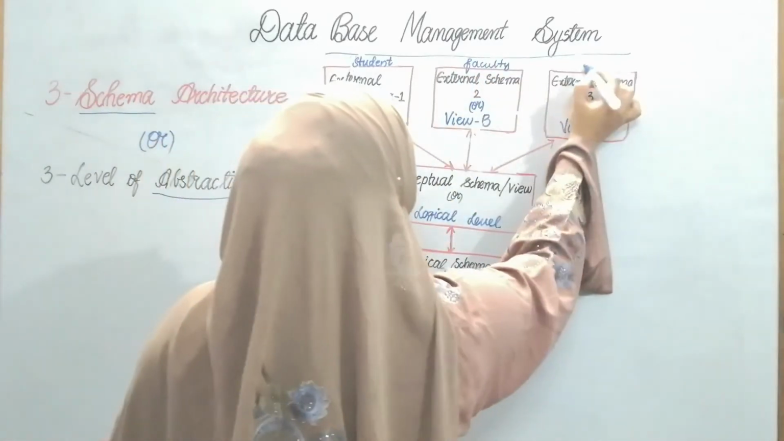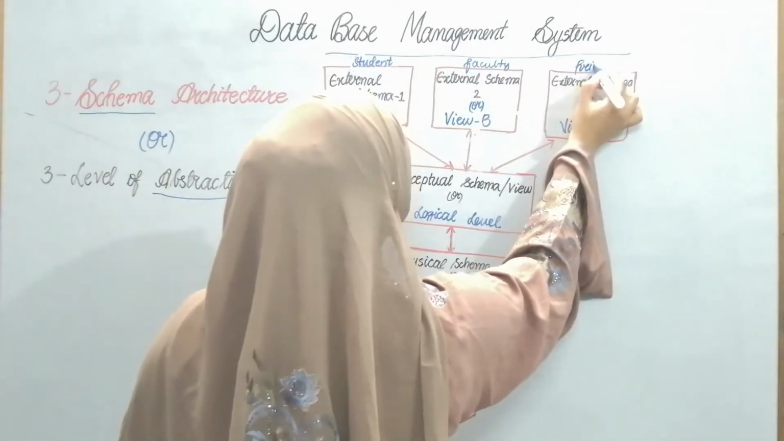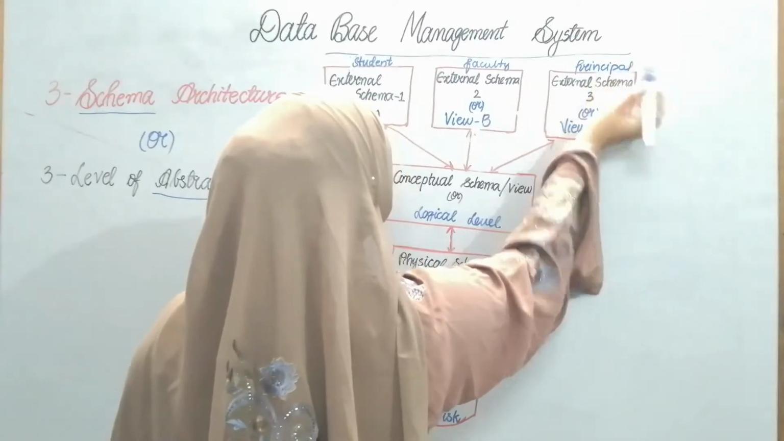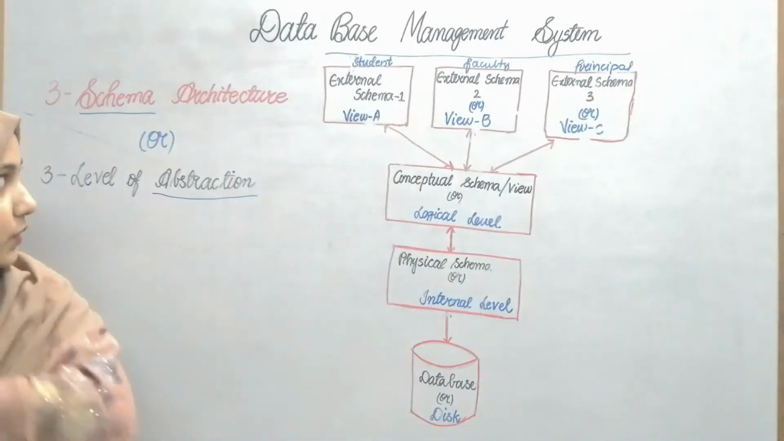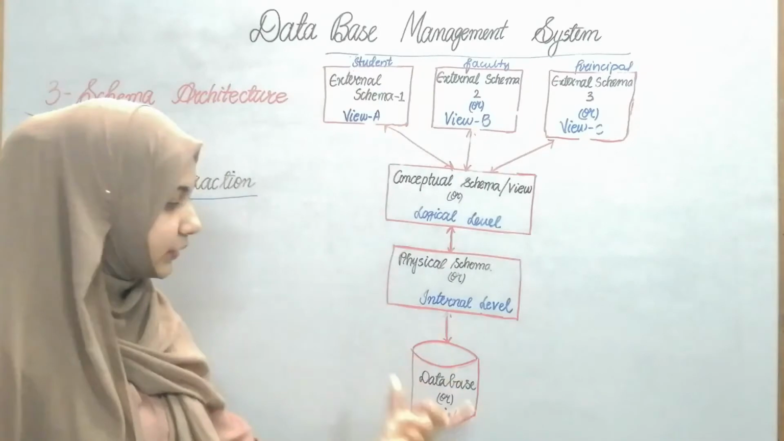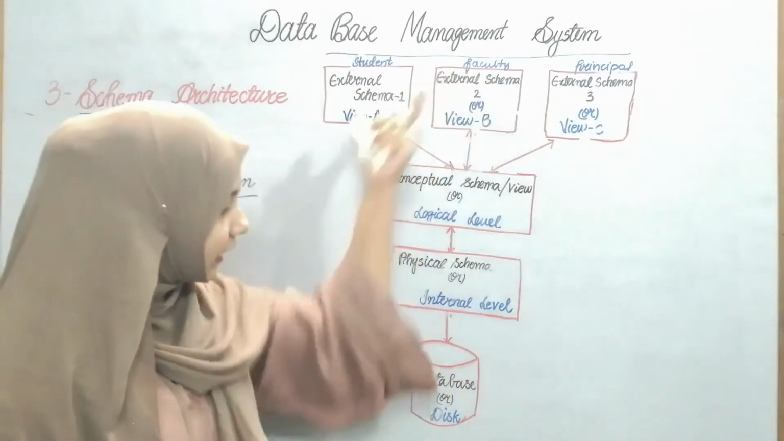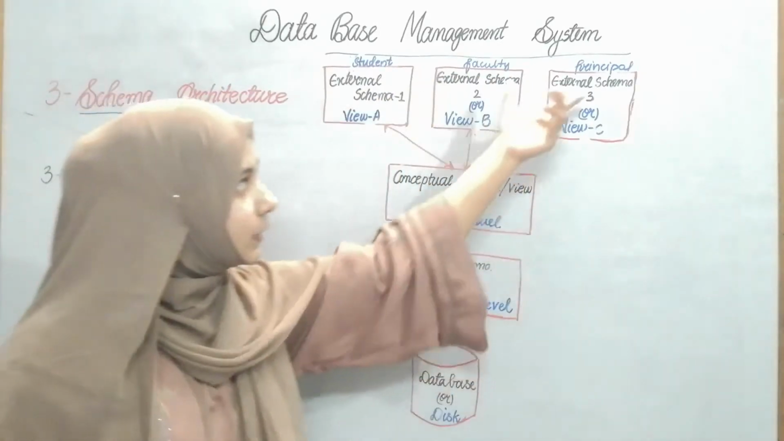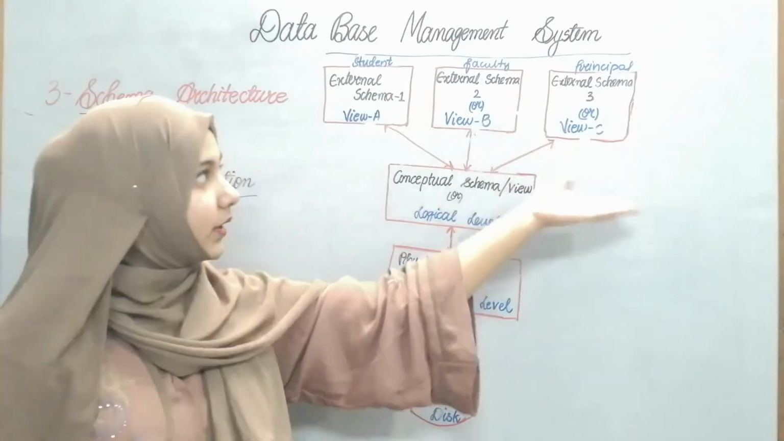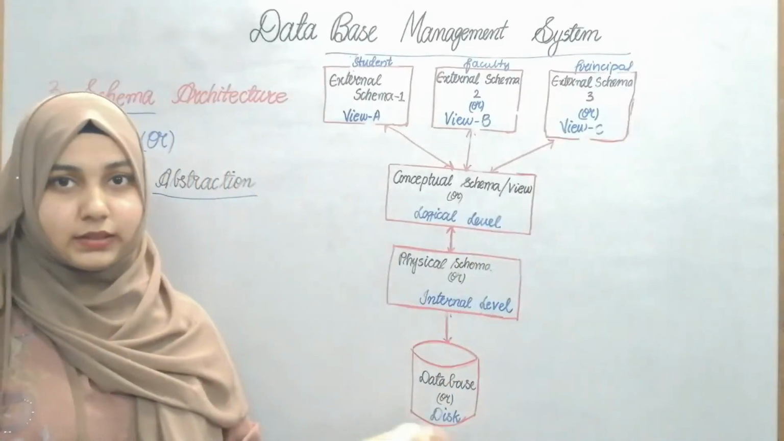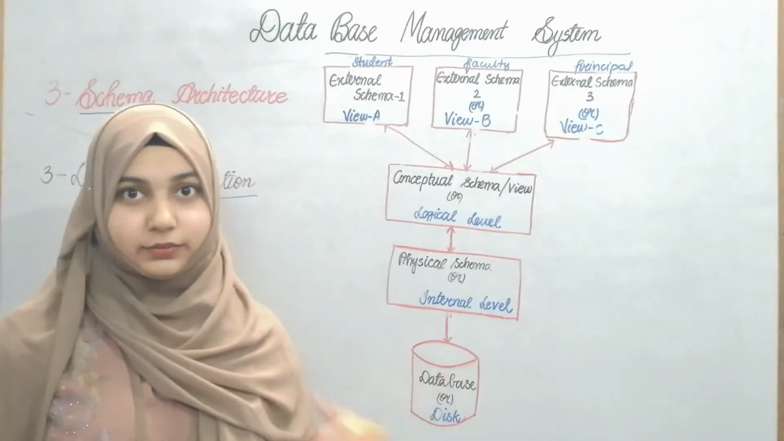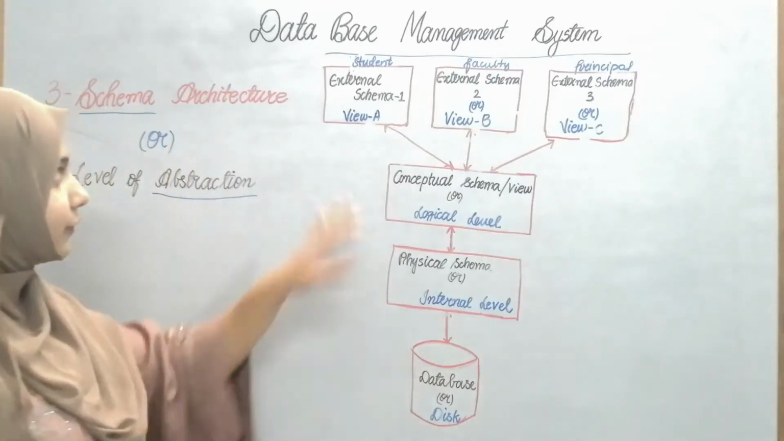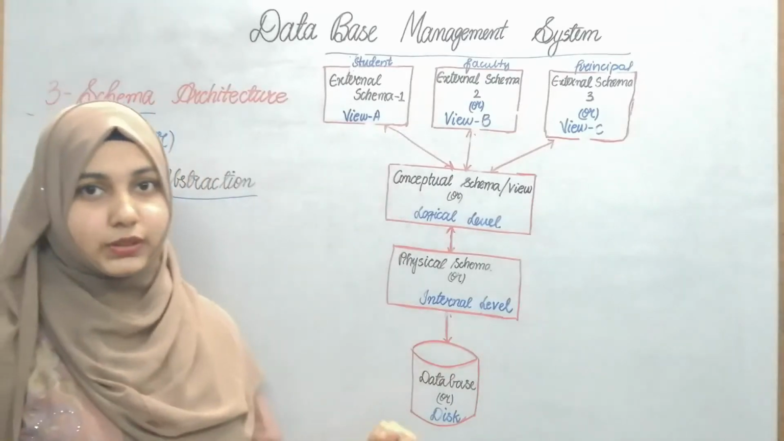This is the principal, suppose. So a student will have a different view of the database. Faculty will have a different view of the database. Similarly, the principal, the highest authority, will have a different view of the database. Am I clear? So different users will have different views of the database.